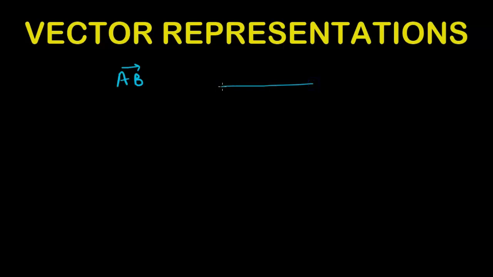So the start point is represented as A. This is called the tail of the vector. Arrowhead is represented as B, as the arrow is on the B part of the vector. So this is called the head of the vector. This is your head. This is the tail of your vector. Now the size of this AB is called the magnitude.